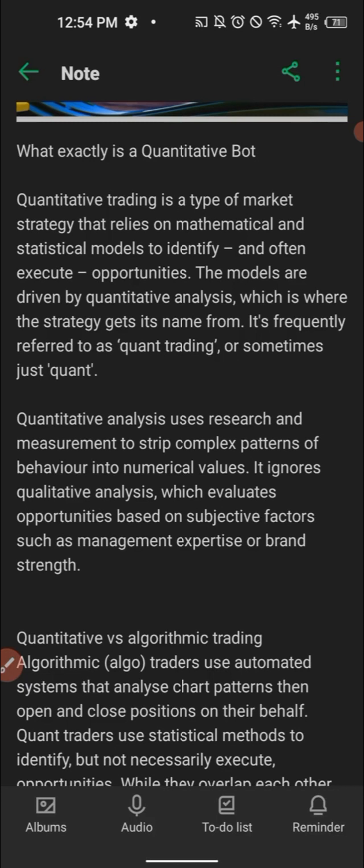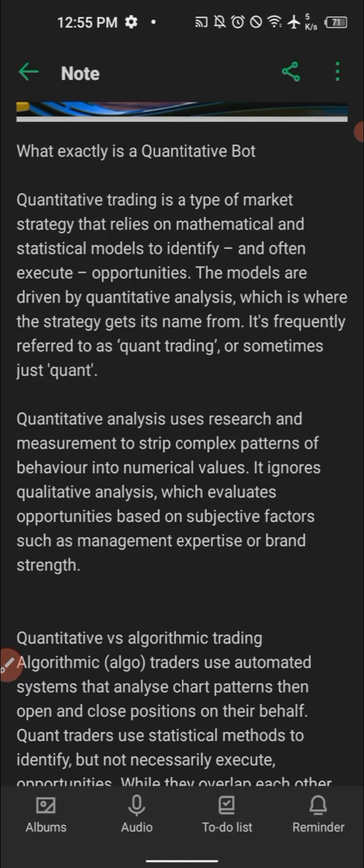Now, I will try and draw a quick difference. Permit me to read. Quantitative trading is a type of market strategy that relies on mathematical and statistical models to identify and often execute opportunities. The models are driven by quantitative analysis, which is where the strategy gets its name from. Now, quantitative analysis uses research and measurement to strip complex patterns of behavior into numerical values.